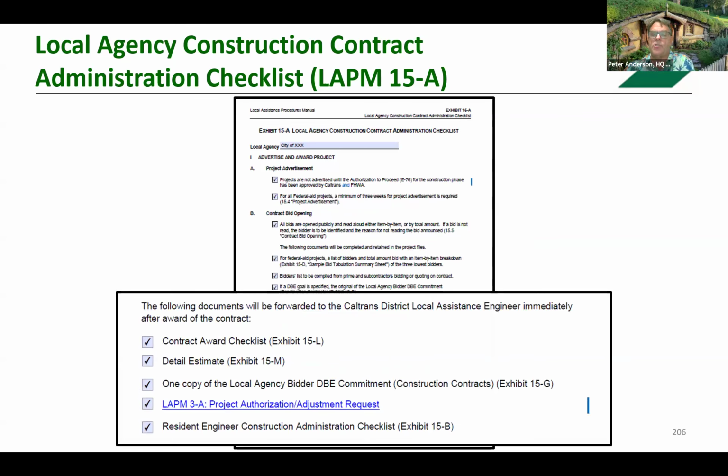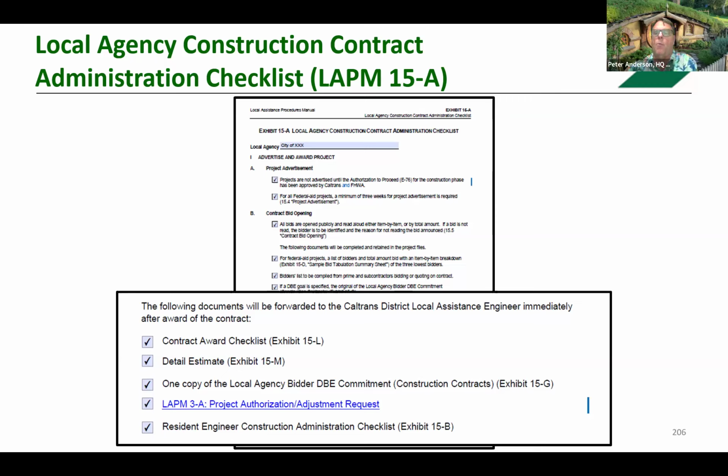An award package is to be forwarded to the district local assistance engineer immediately after award. We define that as 60 days after contract, or it needs to be submitted with the first construction invoice, whichever comes first. That award package has to be submitted prior to or with the invoice. We will not process an invoice if we do not have the award package.